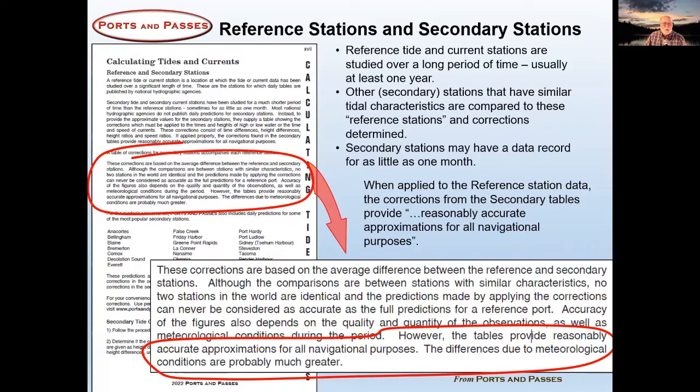Now let's talk for a moment about reference stations and secondary stations. Reference stations have been studied for a significant period of time, usually at least 1 year. Secondary stations may only have been studied for a month or possibly less. So what we have is a far more correct and accurate reference station, and then the corrections that are applied to that to give us our estimates for secondary stations are reasonably good. In fact, the Canadian Hydrographic Service tells us that when applied to the reference station data, the corrections from the secondary tables provide reasonably accurate approximations for all navigational purposes.